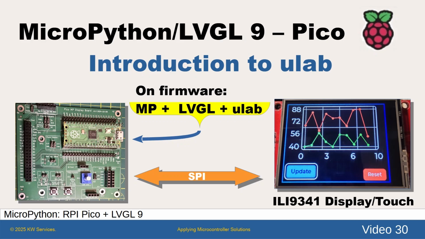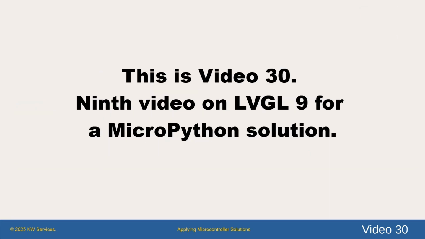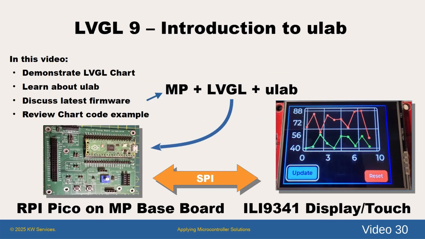This is video 30 on MicroPython and the 9th video on LVGL 9 on a Raspberry Pi Pico. In this video, we introduce ulab, a fast math module, and use it with LVGL Chart Wizard. I will describe ulab. Then I will show quick examples of ulab methods and functions using a Jupyter Notebook page. Finally, I will show a quick demonstration of the Chart Wizard and we will review the code.